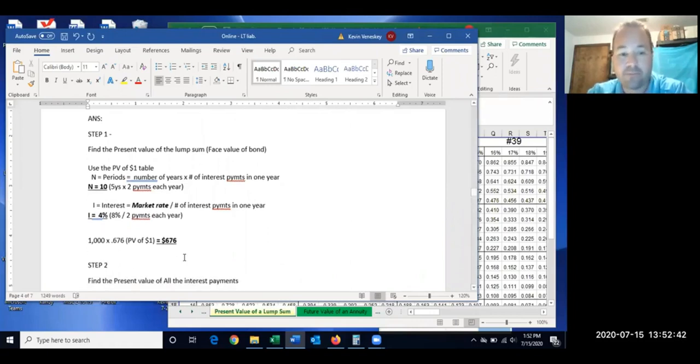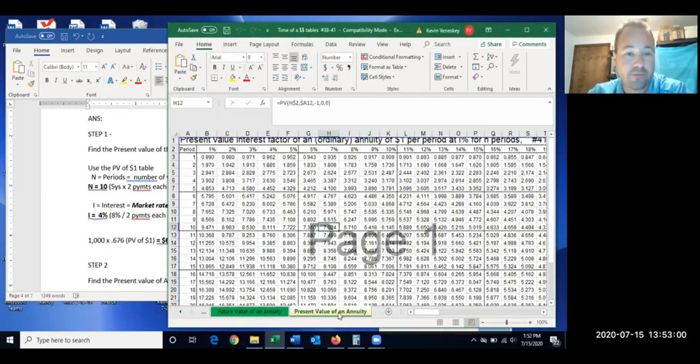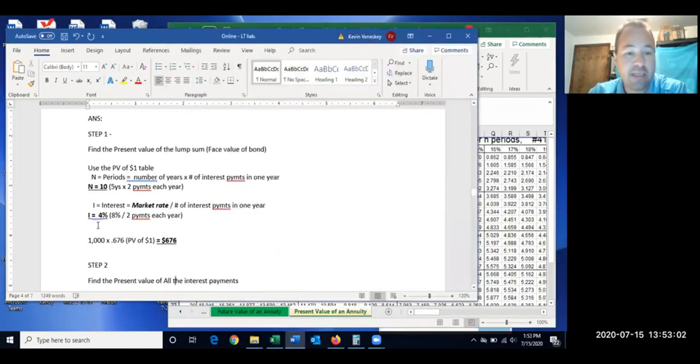676, that's step 1. Now we're going to do close to the same thing, but we're going to do it based on the interest payments. The interest payments is not just a one-time payment. It's little payments for 10 different times. So that means we have to use a different chart. So we're going to use the present value of an annuity chart. Same N, same I. N is 10, I is 4.